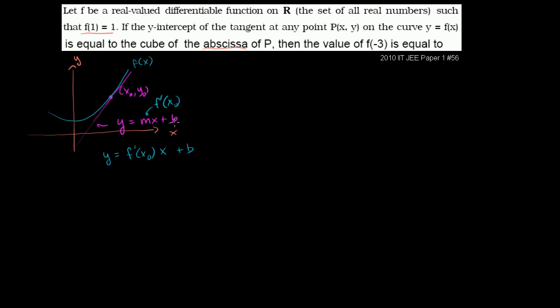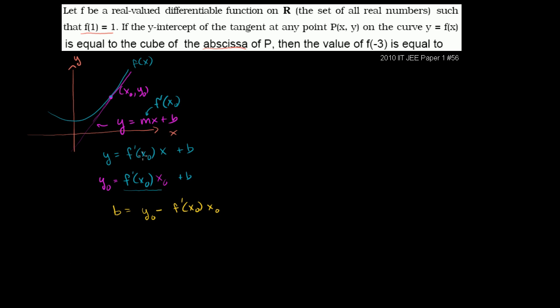Now, if we wanted to solve for the y-intercept b, we just have to find some point that's on this line. And we know a point that's on the line: x naught, y naught. So let's substitute x naught and y naught into this equation and then solve for b. We have y naught is equal to f prime of x naught, that's just the slope, times x naught, plus b. If you solve for b, you just subtract this from both sides of the equation. We get b is equal to y naught minus f prime of x naught times x naught.